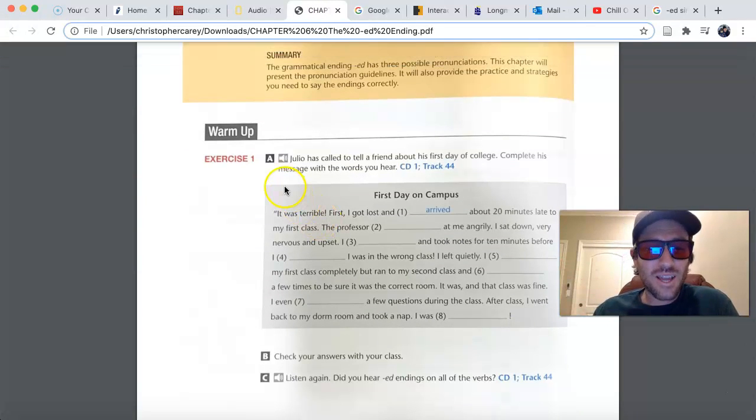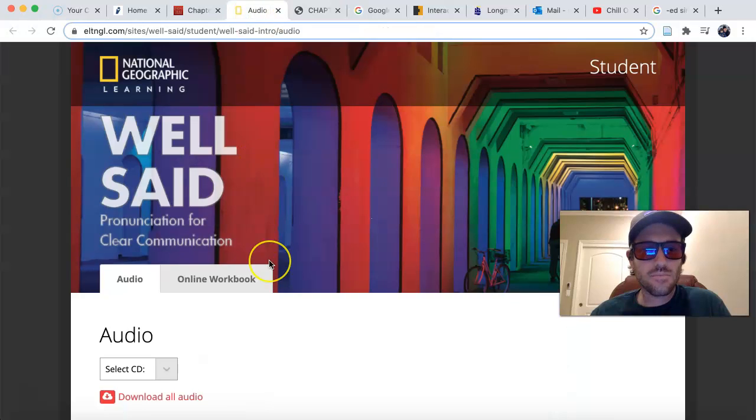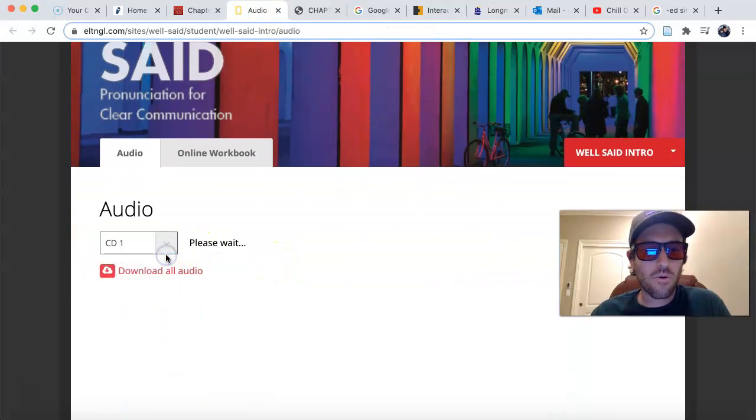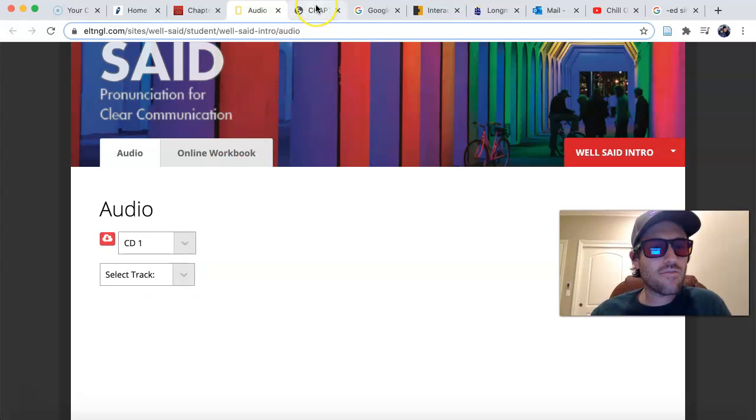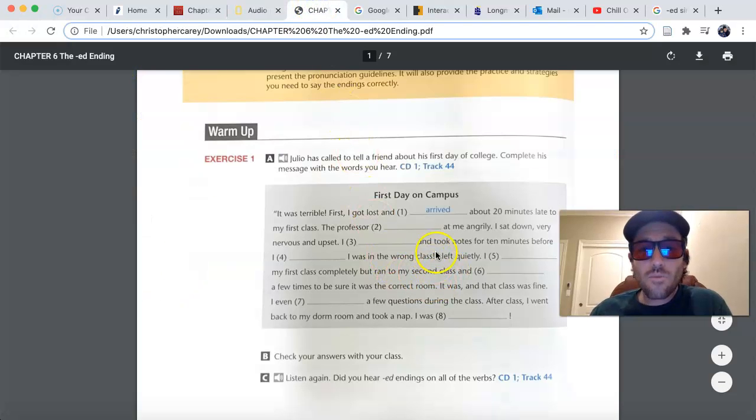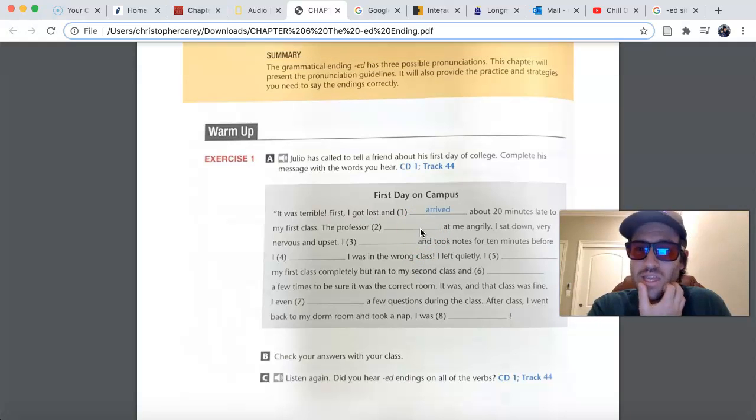If you take a look at exercise 1 on page 40, you'll see that there is a conversation. Julio is on a phone conversation with his friend about his first day at college. Listen to CD1, track 44. Right? You can go to CD1, track 44, and then see if you can identify the verbs that are being used here. Most all of them are going to be in the past tense, right? With ED ending. See if you can identify those, and then practice the pronunciation. Do you hear any differences in how the ED is pronounced?